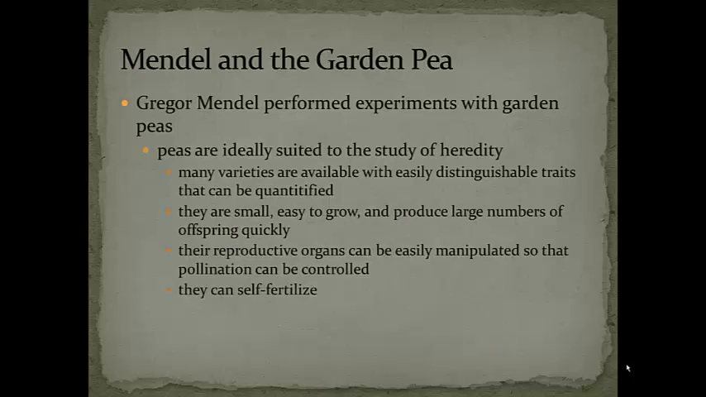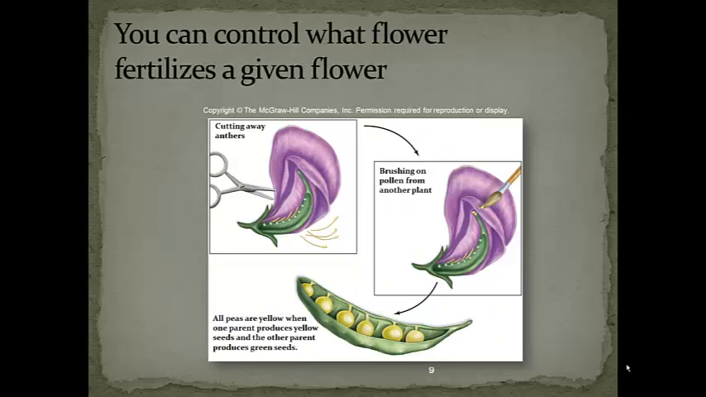However, their reproductive organs can also be very easily manipulated, so you can control who's pollinating who. The way Mendel did this is by cutting the male parts off and sticking them in an envelope, and then hand pollinating flowers with a paintbrush covered in pollen, so that he could pollinate a flower with that flower's own pollen, or he could pollinate with pollen from a different flower.